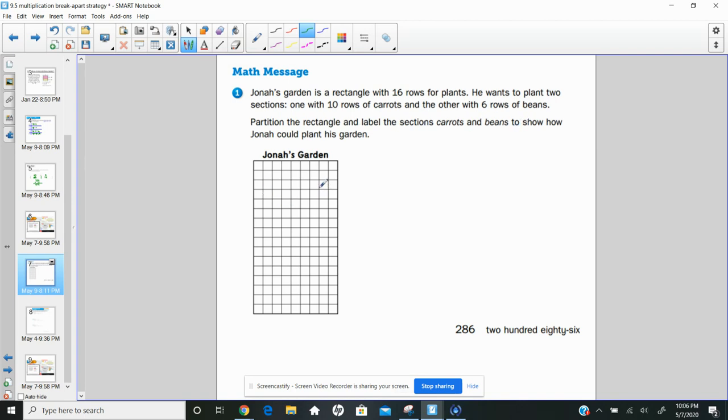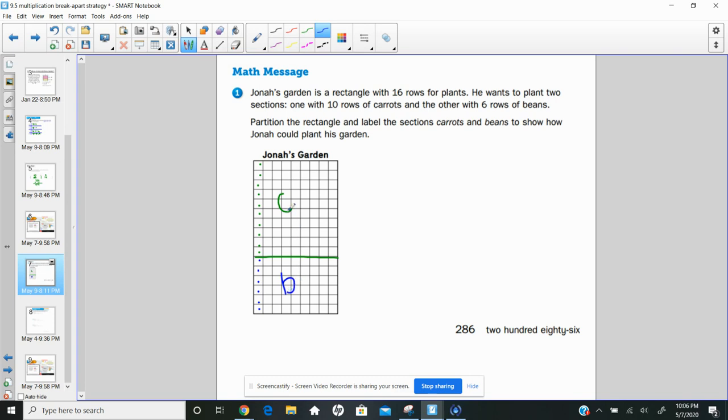So this isn't necessarily a model, but what it wants us to think about is, we already know it's 16, so I need to count 10. 1, 2, 3, 4, 5, 6, 7, 8, 9, 10. And those are 10 carrots, so I'm going to put a C for carrots. And then there should be 6 for beans. I'm going to switch colors. 1, 2, 3, 4, 5, 6. So this would be beans.